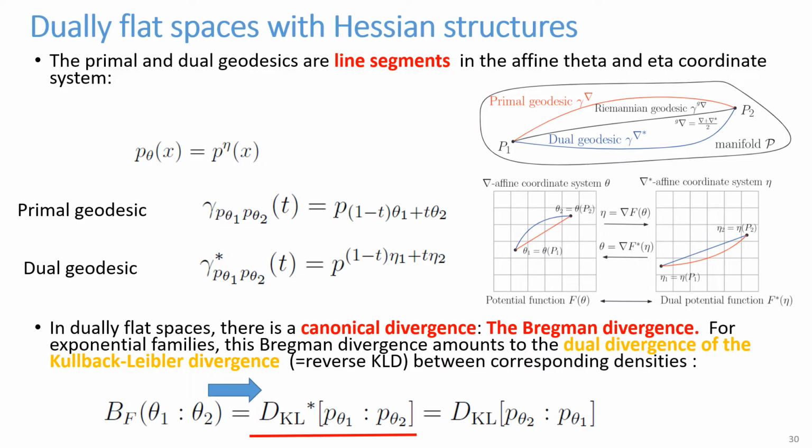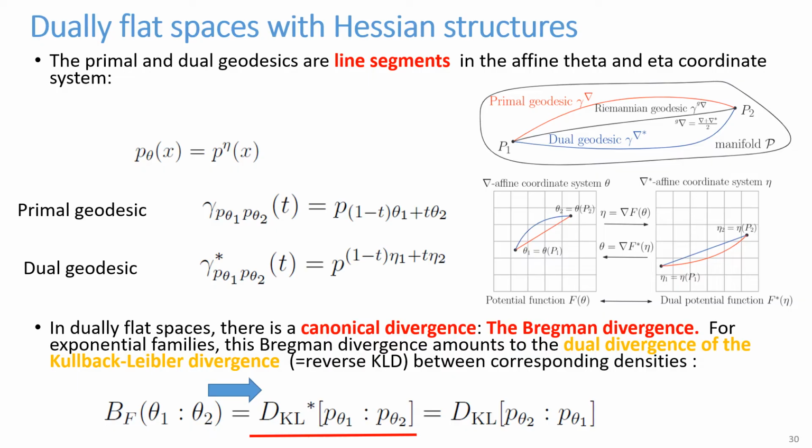Dually flat spaces are manifolds with global Hessian structures. In general, a dually flat space can be built from any Legendre-type strictly convex function F of θ. These convex functions can be built from statistical models, like the cumulant function of exponential families, or minus the Shannon entropy of mixture families in information geometry. In a dually flat space, the primal and dual geodesics are written as line segments in the primal and dual coordinate systems. Moreover, in a dually flat space, there is always a canonical divergence, which is a Bregman divergence.